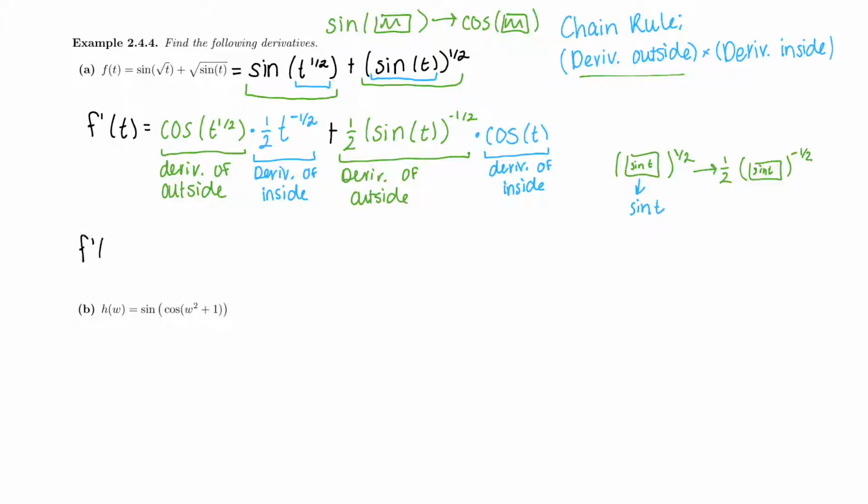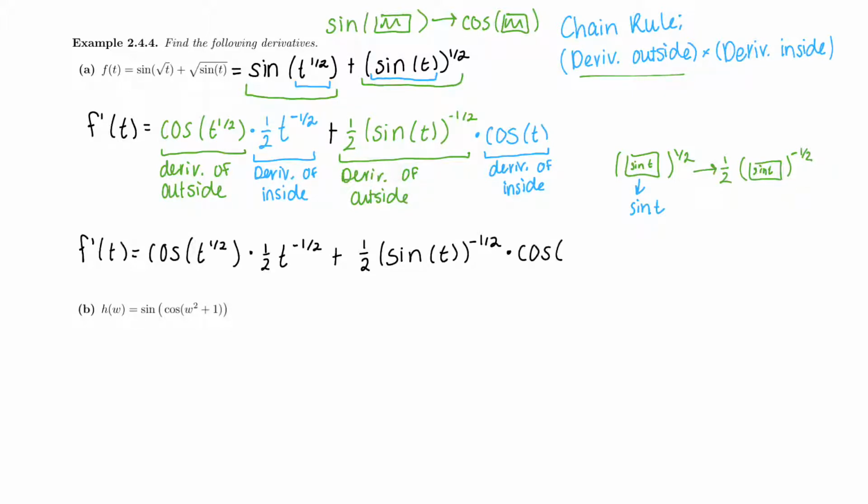So f prime of t is equal to, and if you wanted to, you could simplify it a little bit. You could move things around, but you don't have to. I'm just going to write it as cosine of t to the 1/2 power times 1/2 t to the negative 1/2 plus 1/2 sine t raised to the negative 1/2 times cosine t.